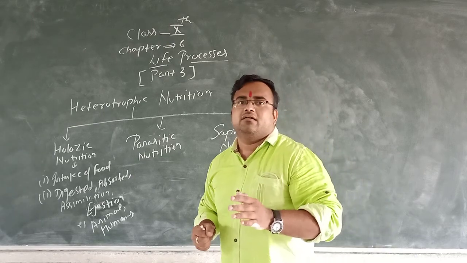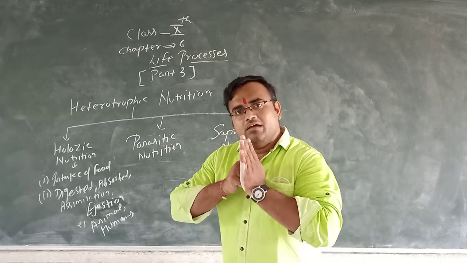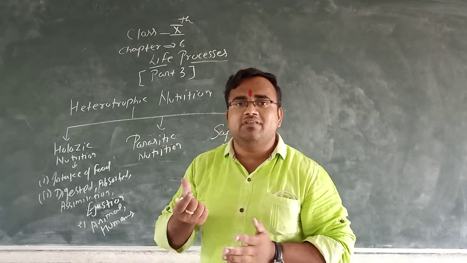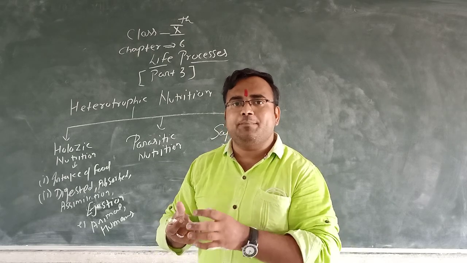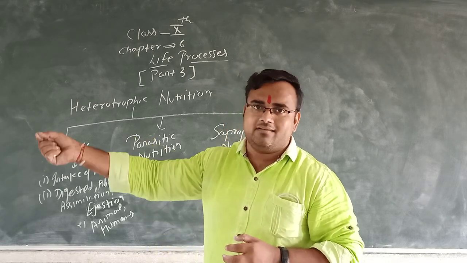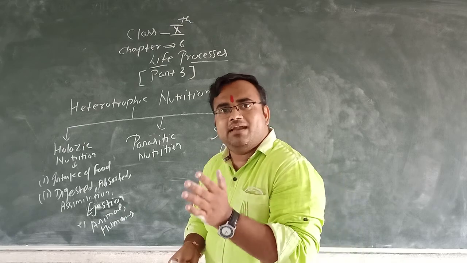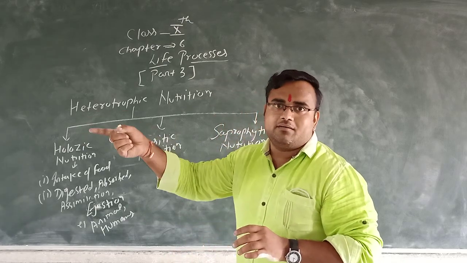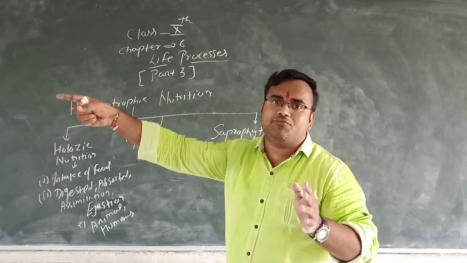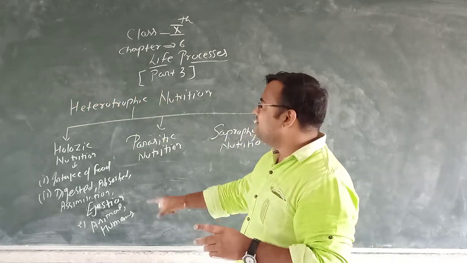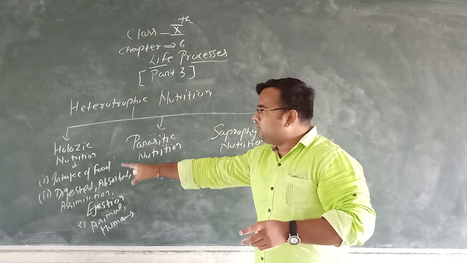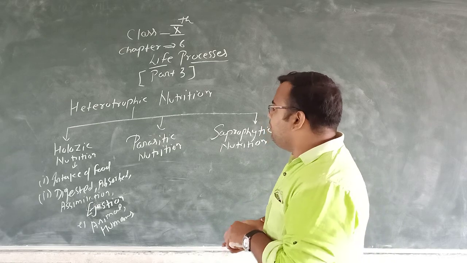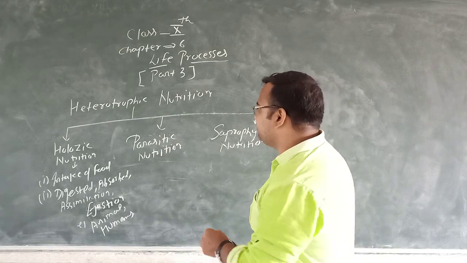So yes, your doubt is correct. Humans can prepare their own food, but the food which they are cooking, they take from the plants. Man depends on the plants for food. Man directly depends on the plant for food. Therefore, man also comes under the holozoic nutrition, or we can say the heterotrophic mode of nutrition. Okay, now next is parasitic mode of nutrition.